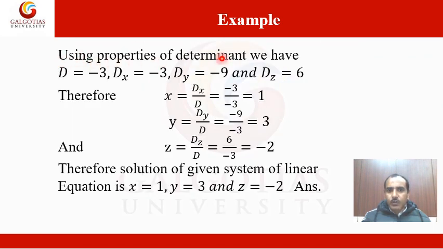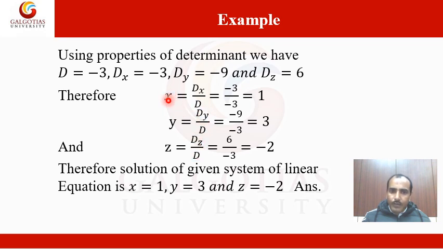Now, using the properties of determinants, we solve all four determinants. After solving, we get the determinant of coefficients D as minus 3, determinant Dx is minus 3, determinant Dy is minus 9 and Dz equal to 6. As we know from Cramer's rule, the values of x, y, z are the ratios of the determinants Dx, Dy and Dz to D.